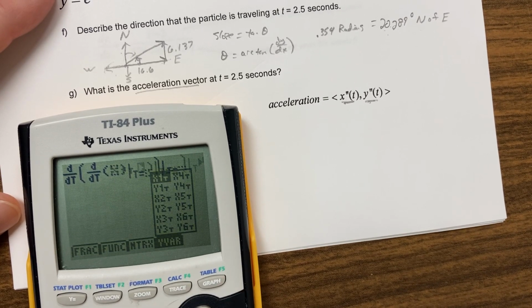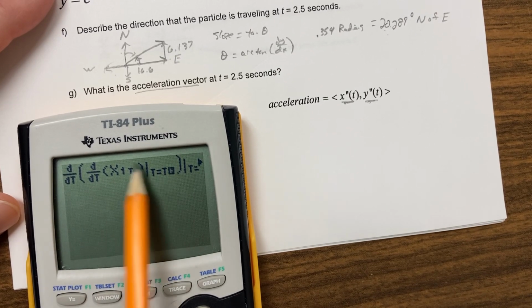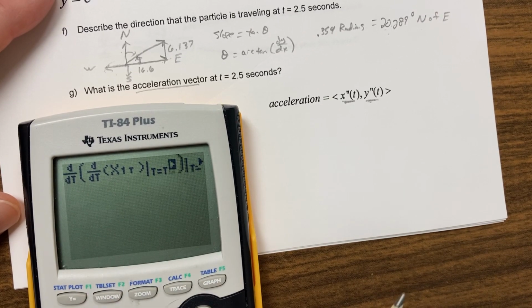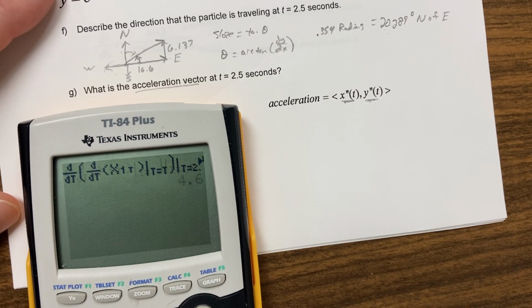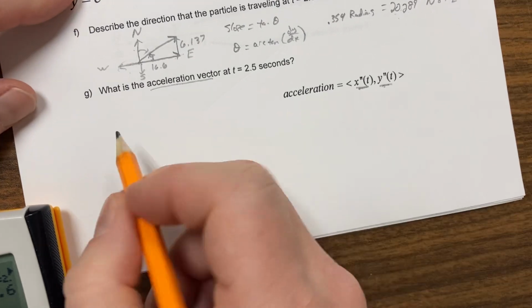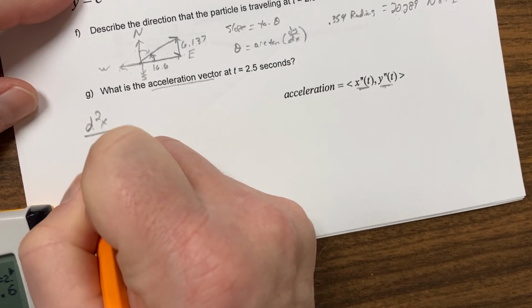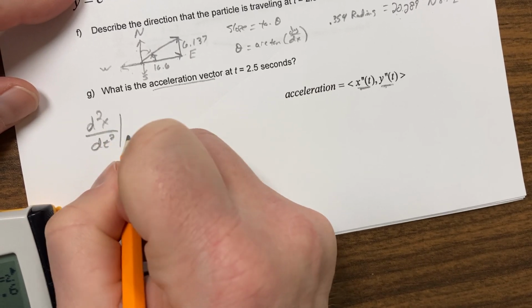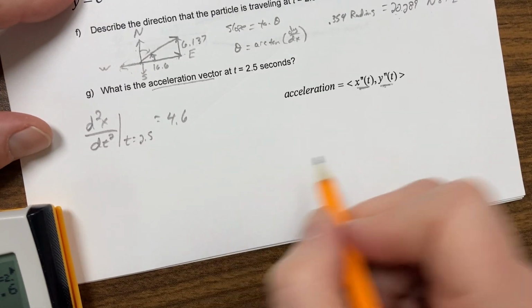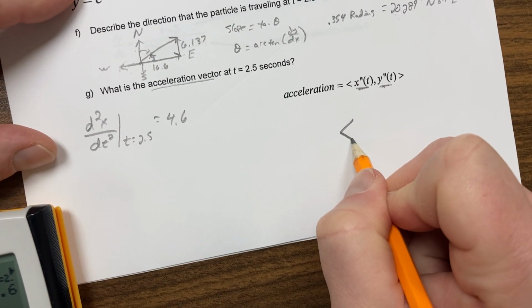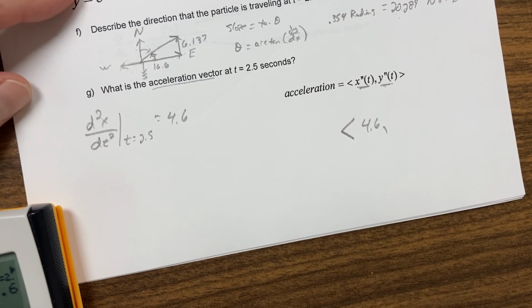And we'll do x first. And the first derivative, I want the whole thing. So I want the entire derivative for the first one. And then when we do the second one, I want that at 2.5 seconds, okay? And that gives me 4.6. So the second derivative at 2.5 seconds is 4.6. So what we're going to do is we're going to do a vector mark and put 4.6 in the first one. That's the x, okay?